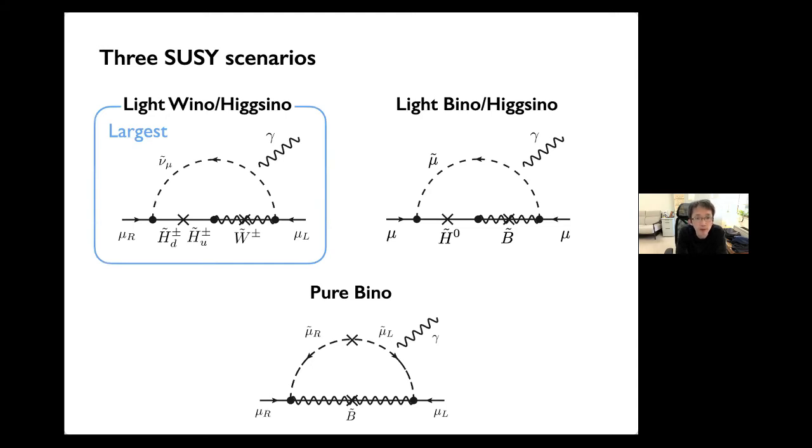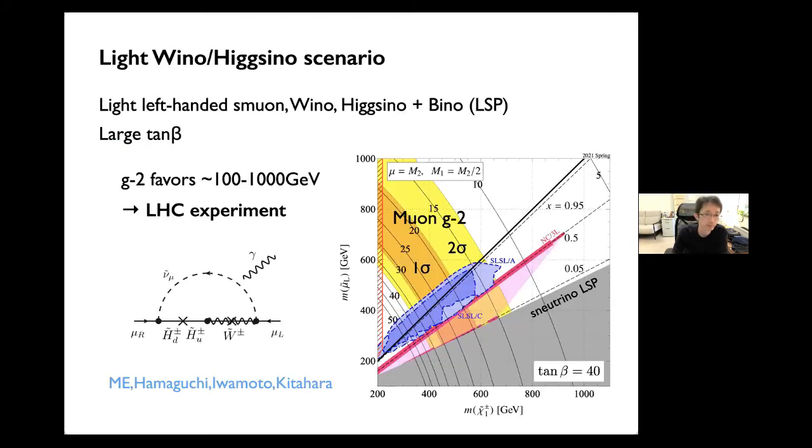So there are three types of SUSY contribution. The first one is a light wino-Higgsino muon sneutrino contribution. The second one is a light bino-Higgsino smuon contribution. And the third one is a pure bino-smuon contribution. Let me first explain this light wino-Higgsino scenario, because this is usually the largest contribution to the muon g-2 in many scenarios. In the light wino-Higgsino scenario, the light particles are the left-handed smuon, the wino and Higgsino, and we also consider the bino as a light superparticle.